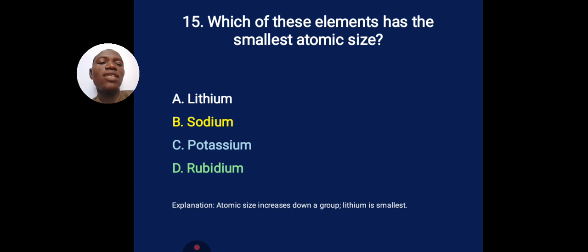Which one do you think would have the smallest atomic size? The correct answer is lithium with just 3. It will have 2 shells. None of the others have 2 shells.